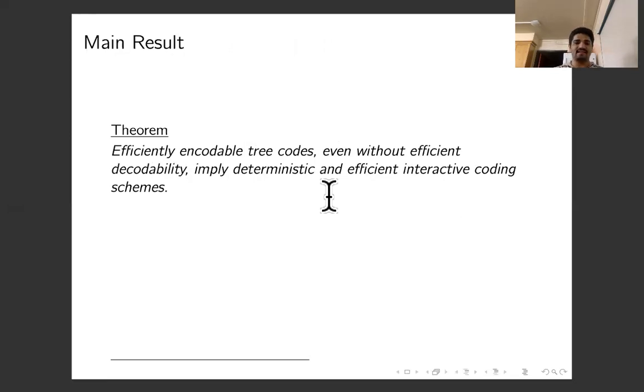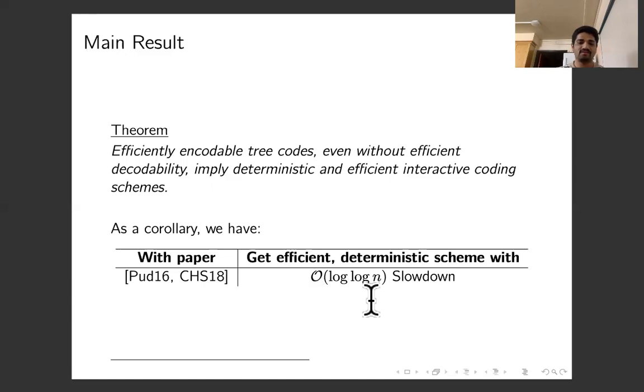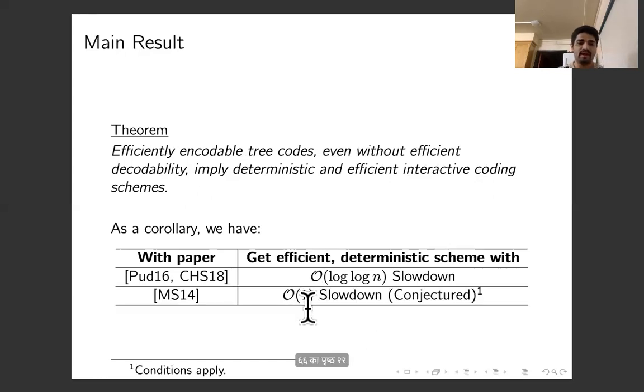Okay, now as I said, we do have constructions of tree codes that are efficiently encodable, and plugging those tree codes into this main theorem gives new interactive coding schemes. For example, if you combine this log-log-n slowdown tree code with our theorem, then you get a deterministic and efficient interactive coding scheme with a log-log-n slowdown. There are some technical conditions, but you could also combine the conjectured tree code from MS14 with an order 1 slowdown and get a deterministic and efficient interactive coding scheme under the same conjecture and also a constant slowdown, which would be the ideal.